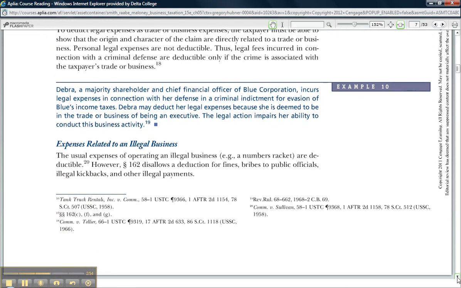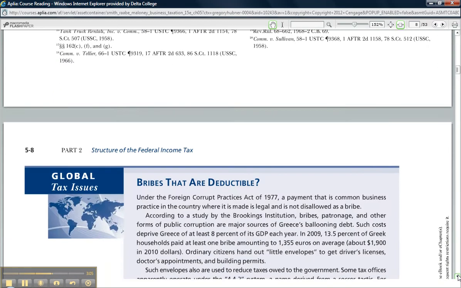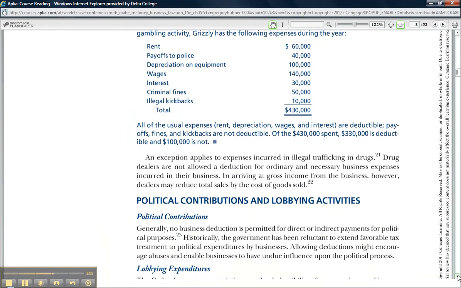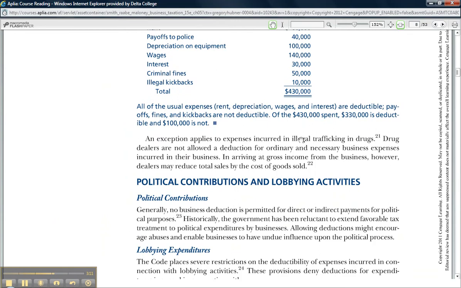Expenses related to illegal businesses, you would expect something like this. Fines, bribes, kickbacks, all these kinds of things are not deductible. However, it is interesting to note that if you're a drug dealer trafficking drugs, you do get to deduct cost of goods sold on your tax return. You might find it kind of funny that income from illegal activities is taxable, but it is taxable, and cost of goods sold is deductible in arriving at that taxable profit, taxable income.